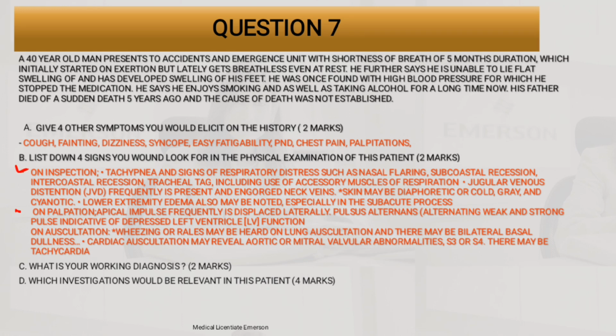Then on palpation, there will be an apical pulse, frequently displaced laterally. Then there will be a pulsus alternans, so it will be alternating weak and strong pulse, which is indicative of depressed left ventricular function.